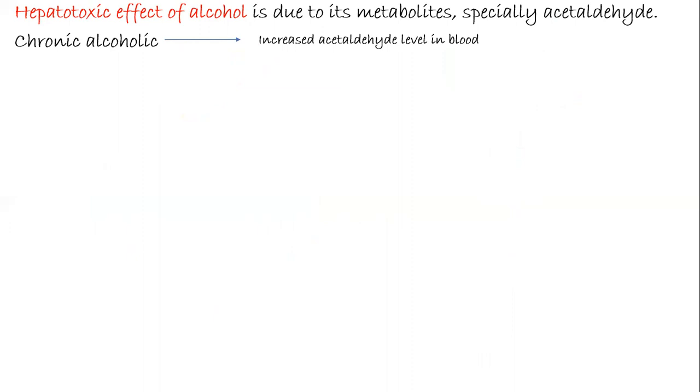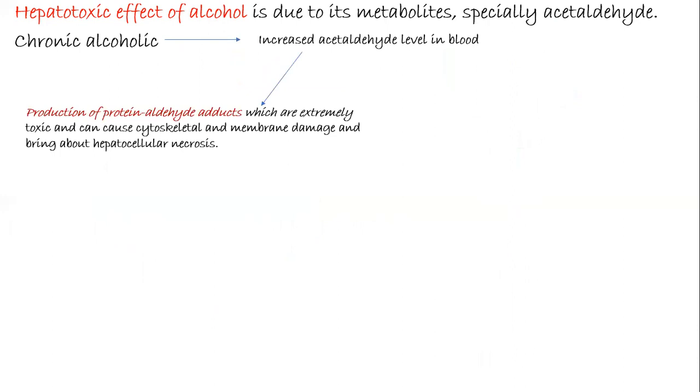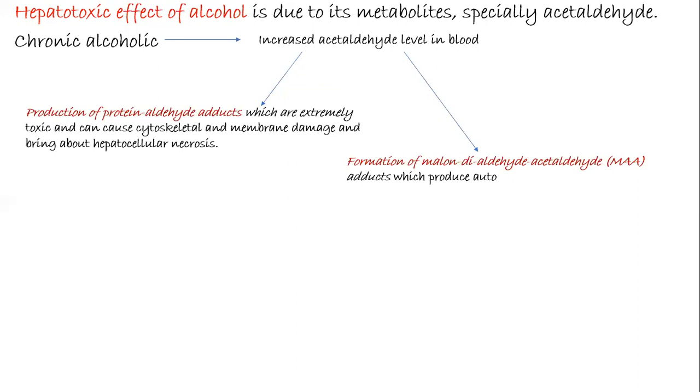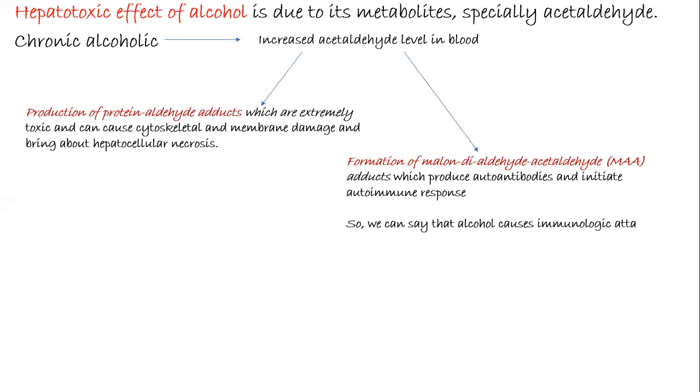Now this increased acetaldehyde is responsible for production of protein aldehyde adducts. These protein aldehyde adducts are extremely toxic and cause cytoskeletal and membrane damage and bring about hepatocellular necrosis. Also, this acetaldehyde is responsible for formation of malondialdehyde acetaldehyde. It is an adduct which produces autoantibodies and initiates an autoimmune response. So we can say that alcohol causes an immunological attack on hepatocytes.